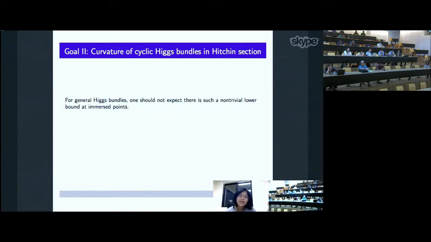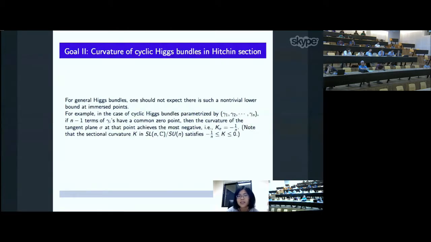So for general Higgs bundles, one should not expect there is such a non-trivial lower bound at immersed points. For example, in the case of cyclic Higgs bundles with gamma 1, gamma 2, ..., gamma n in the Higgs field, if exactly n-1 terms of gamma i have a common zero point, then the curvature of the tangent plane sigma at that point achieves the most negative value, which means K sigma equals minus 1 over n. So this says we cannot expect a non-trivial curvature bound for general Higgs bundles. But if it's inside the Hitchin section, we can expect a non-trivial curvature bound.